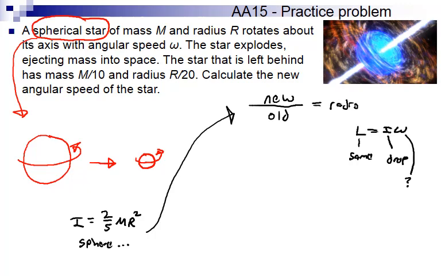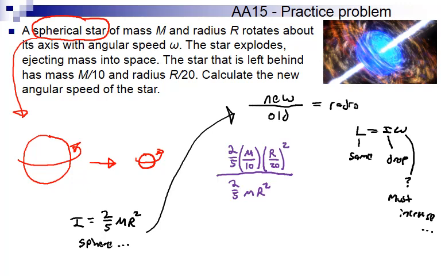And so we have the same angular momentum. The drop in the moment of inertia, well, really the change, right? So we know that the mass is changing, and we know that the radius is changing. Both of those have an effect, and we want to figure out what's going to happen to our angular speed, in terms of increasing or decreasing. So let's set this up.